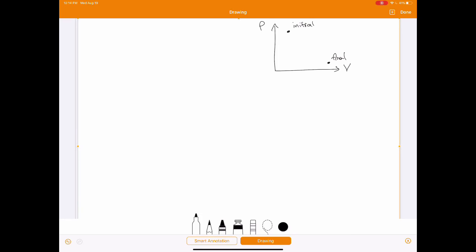Okay, now I can imagine drawing all kinds of different paths that take us from this initial state to this final state, but I'll just draw two of them. So let's say that's one of them. Let's call that number 1. And let's say this will be number 2. So again, just two different ways I can get from the same initial state to the same final state. So let's compare the two paths. Let's compare path 1 and 2.